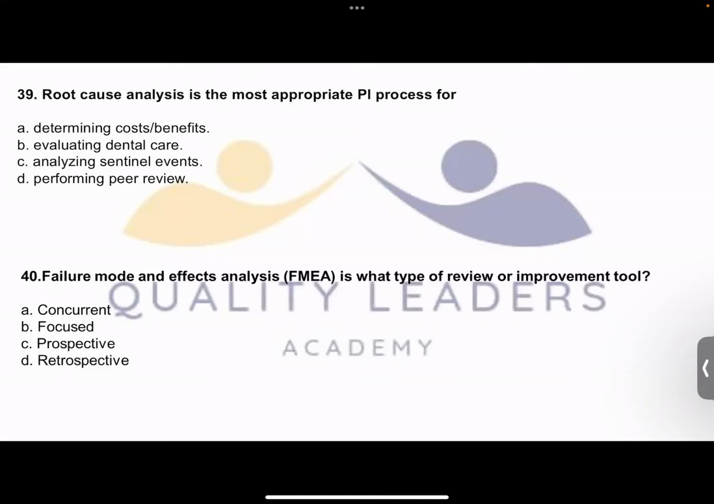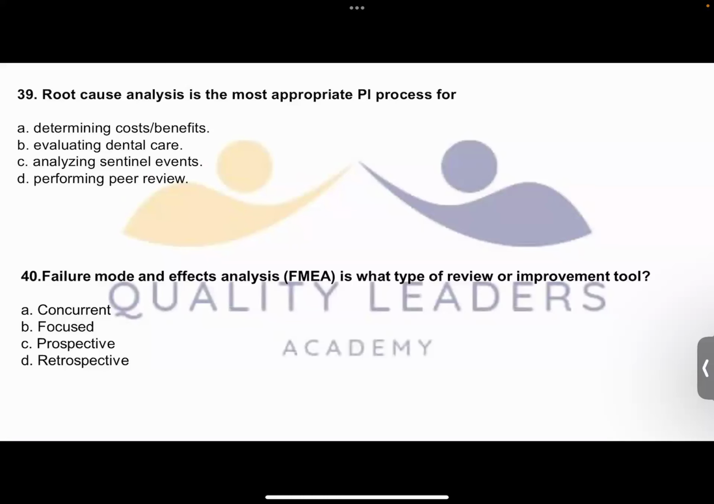RCA is the most appropriate PI process for determining cost and benefits or analyzing sentinel events. Yes, that's the answer. Letter C, analyzing sentinel events.